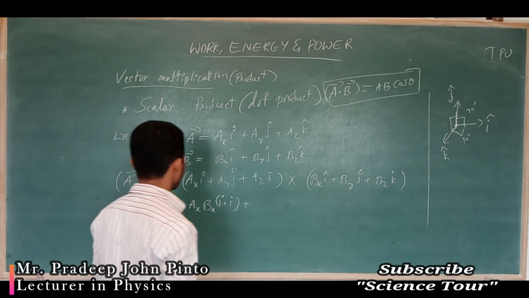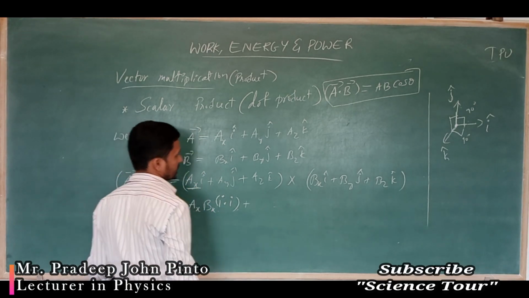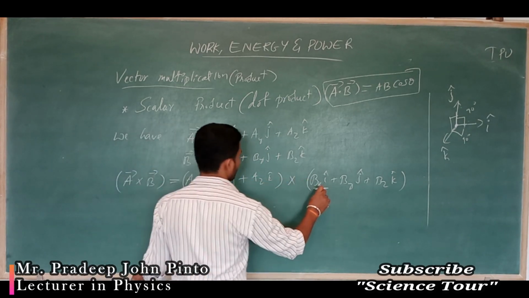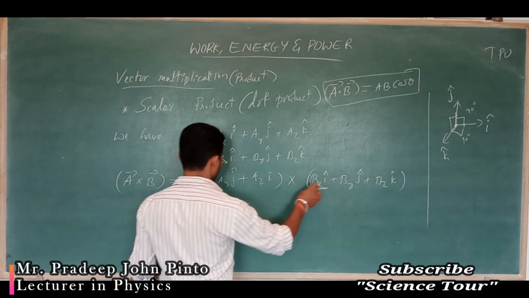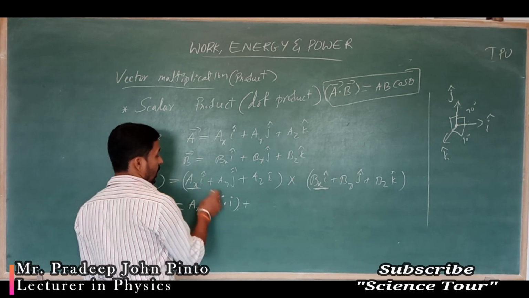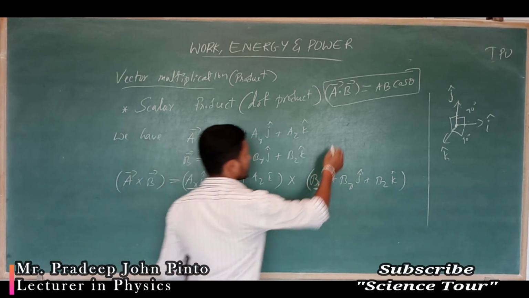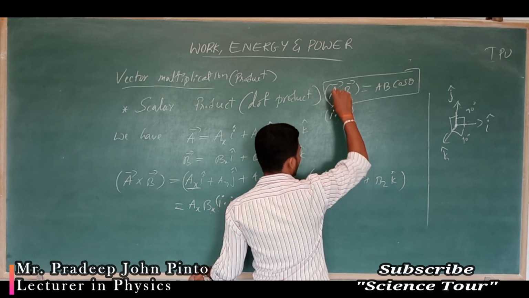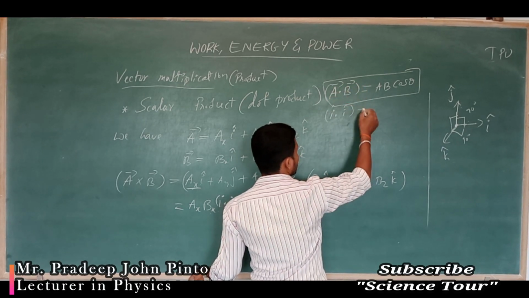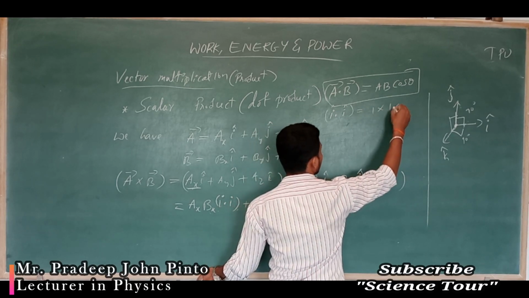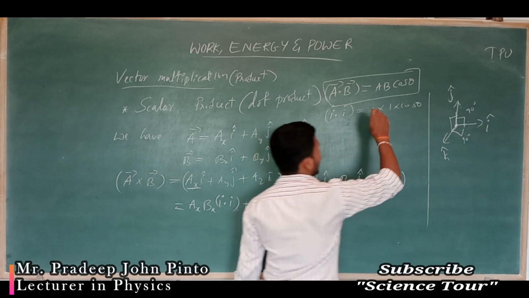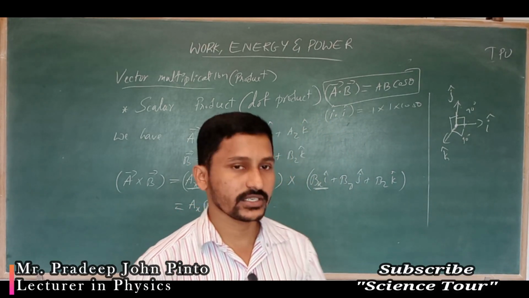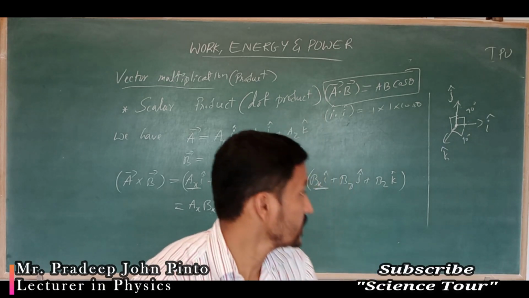Now similarly here, Ax i cap is a vector, Bx i cap is a vector. Ax and Bx you multiplied, that is a component, and you got Ax Bx. Now I dot I means what? At the place of I, the I vector is there. So it is I into cos theta. Now I is a unit vector whose magnitude is 1. So 1 into cos theta.